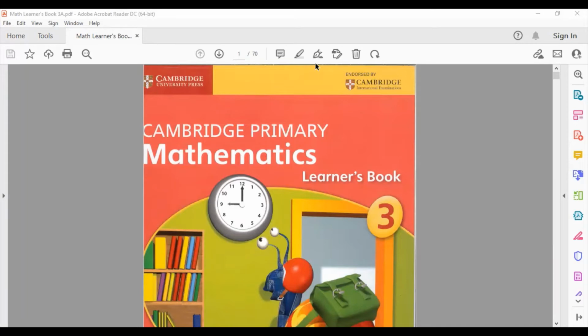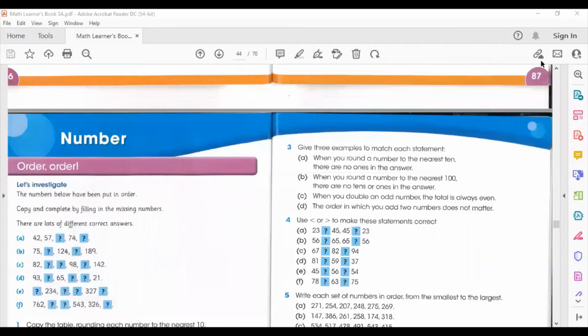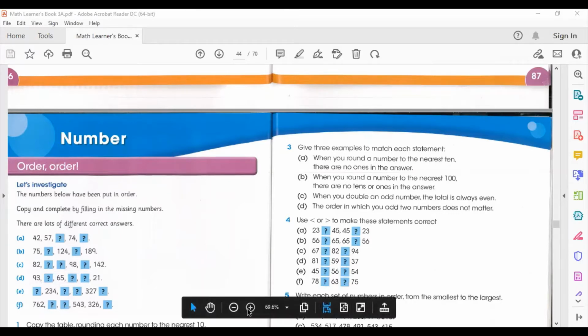In the previous part, we finished until page number 87. So let us start from page number 88. The new topic is Unit 3, Part A. Let's start. I will just zoom in.